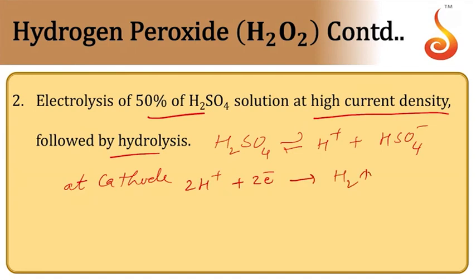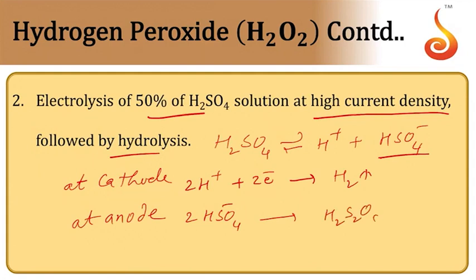When it comes to the anode, the bisulfate anions move towards the anode. So 2HSO4- move towards the anode. Their oxidation takes place, means loss of electrons takes place. It forms H2S2O8 plus 2 electrons. And this is called Marshall's acid.